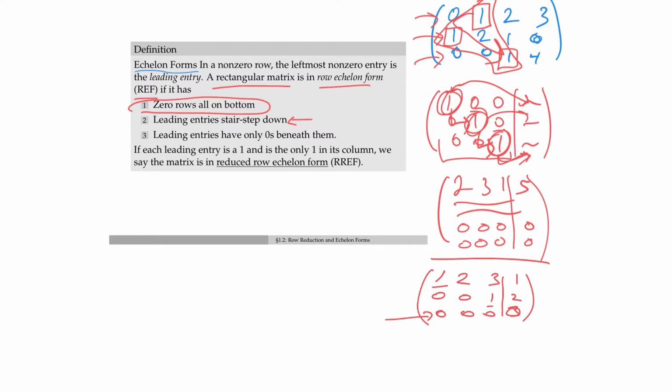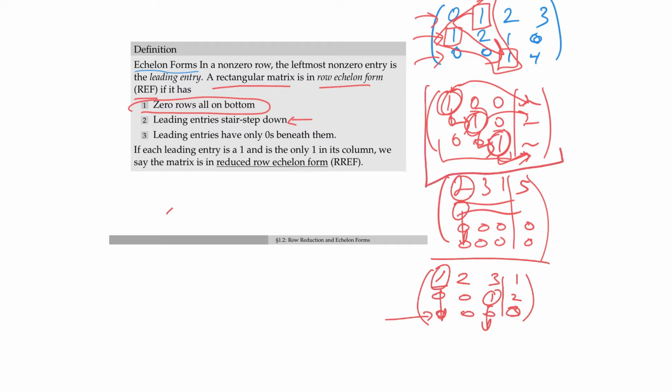And then the next criterion is the leading entries must have zeros beneath them. Leading entry, all zeros. Leading entry, all zeros. Leading entry, assuming those are all zeros, then yes, that's all good. Now, if each leading entry is a 1, and it's the only one in its column, we say the matrix is in reduced row echelon form.